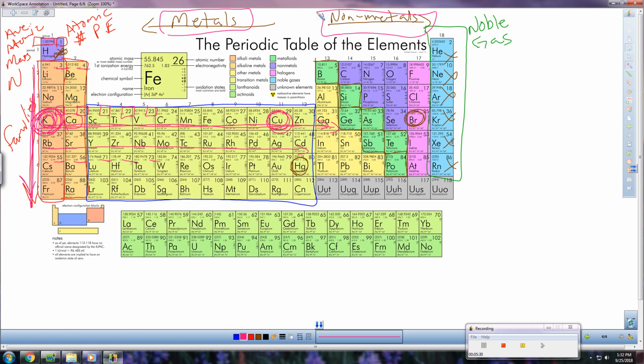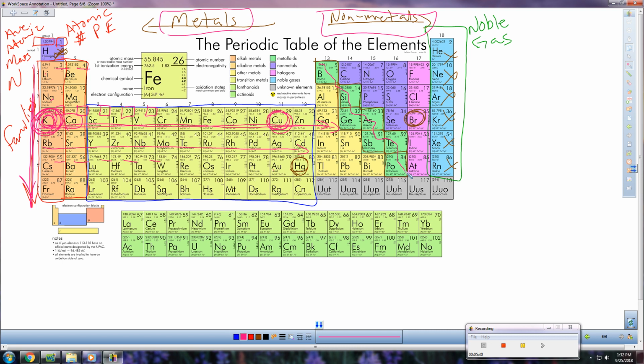The stair-step case here in the middle, and I'm just going to touch all of these, are metalloids. Metalloids are elements that have properties of both metals and non-metals. So some of them can be conductive, some of them may not be conductive, some of them may be very good insulators. It just depends, but they have a little bit of the properties of both metals and non-metals at the same time. Other than that, that's pretty much everything you need to know.